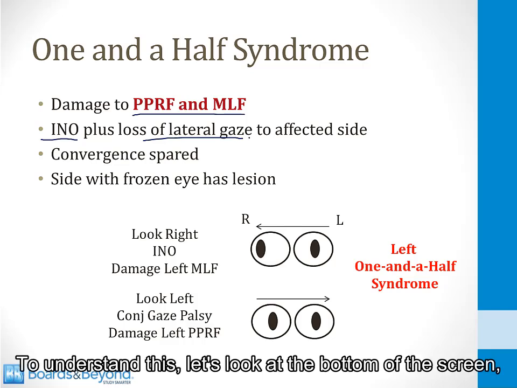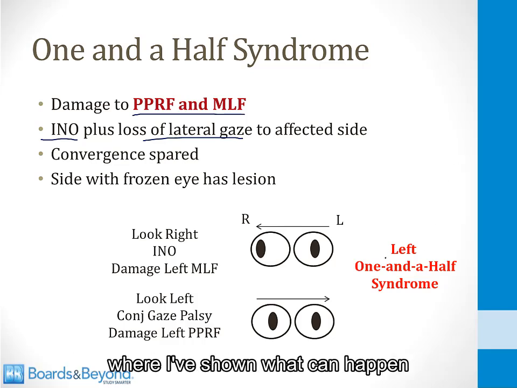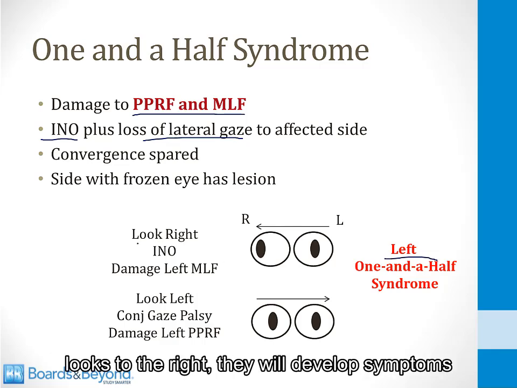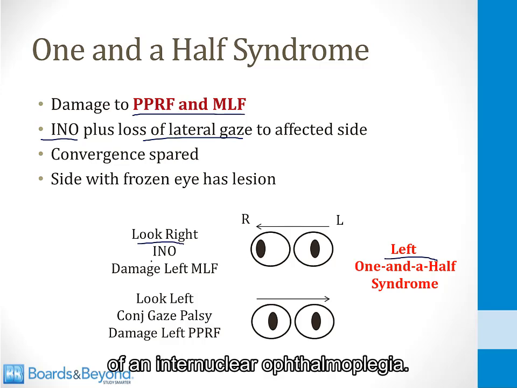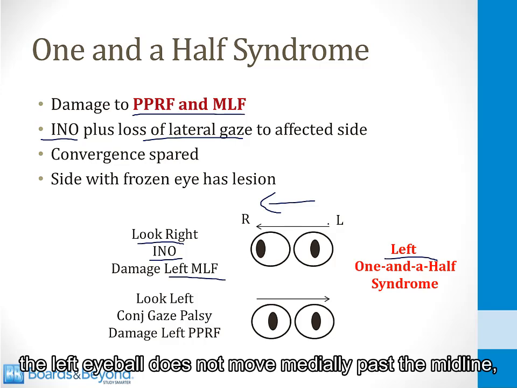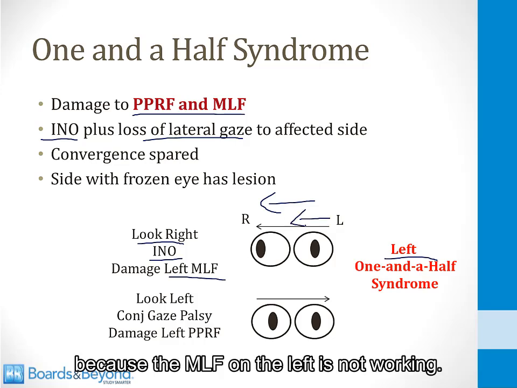To understand this, let's look at the bottom of the screen where I've shown what can happen with a left 1.5 syndrome. When a patient with a left 1.5 syndrome looks to the right, they will develop symptoms of an internuclear ophthalmoplegia. That's because there has been damage to the left MLF. Thus, when they gaze to the right, the left eyeball does not move medially past the midline because the MLF on the left is not working.